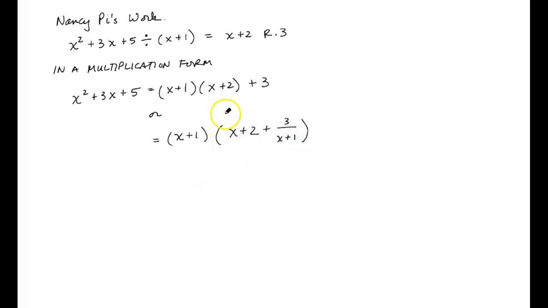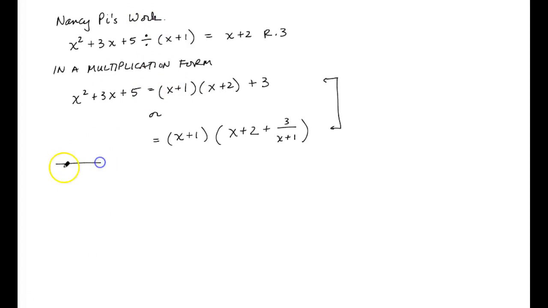And so you can probably see how these are exactly the same here. We've got x plus 1 times x plus 2, those two quantities would multiply by each other. And then just sort of thinking of this as distribution, x plus 1 times 3 over x plus 1 gives us that 3. So these two forms are equivalent to each other. These are the two multiplication forms.